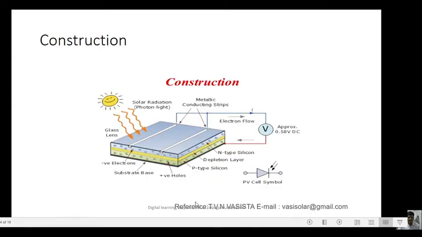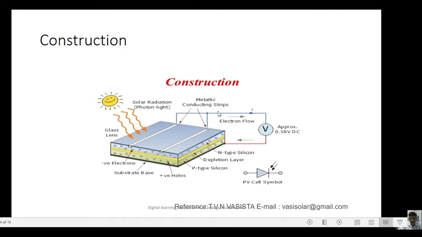Construction. This is the construction of the solar cell. The sun is there. From the sun, the light is emitted, and the light is absorbed by the material. Here the glass lens is on the upper surface of the material, and the solar radiation, photon light, may be observed as very high energetic radiation.